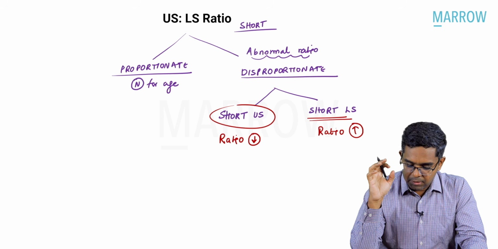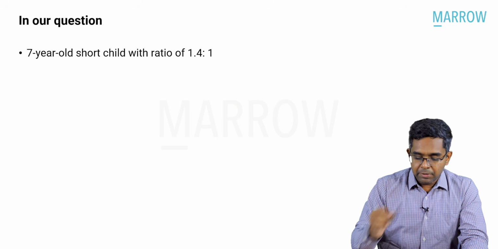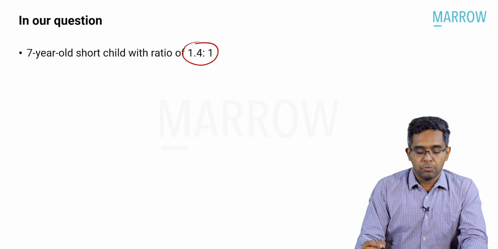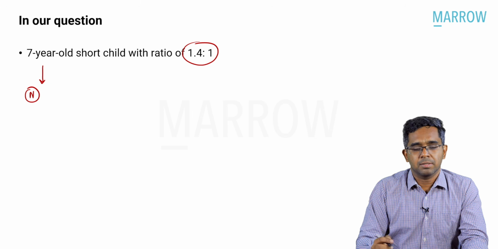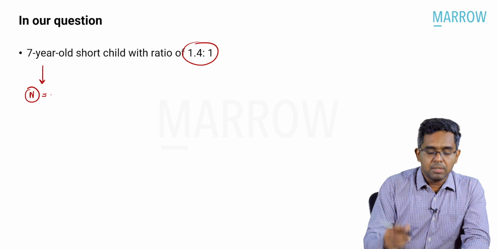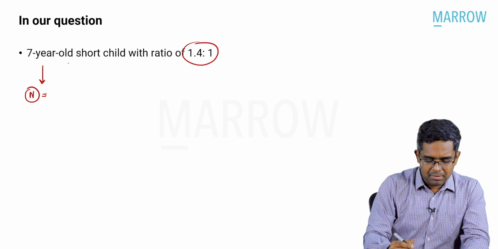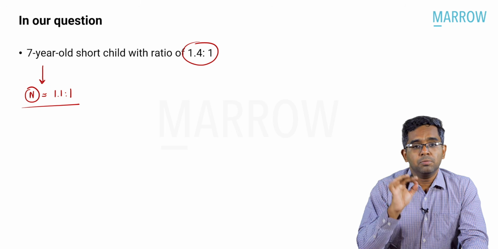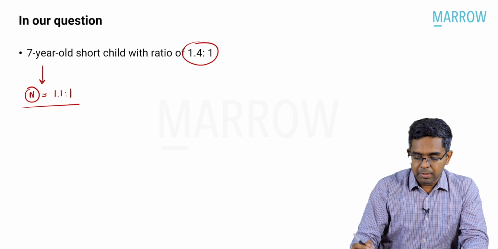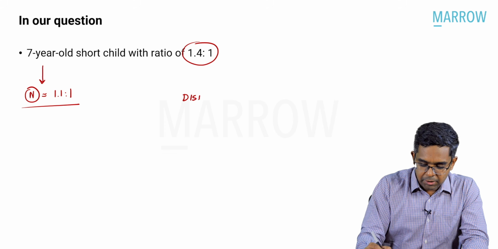Now let's come back to the question. In our question, it's a 7-year-old child with the ratio of 1.4:1. Quickly tell me, what would be the normal ratio for a 7-year-old child? It is somewhere equal or around the 6 years range. What is the 6 years range I told you? 1.1:1. So compared to 1.1:1, this 1.4:1 is abnormal ratio or it is a disproportionate short stature. I think that part is clear.